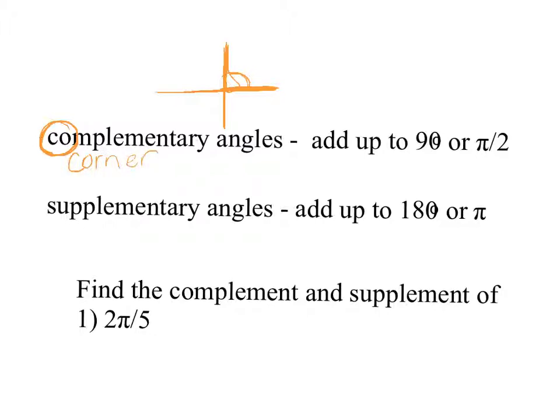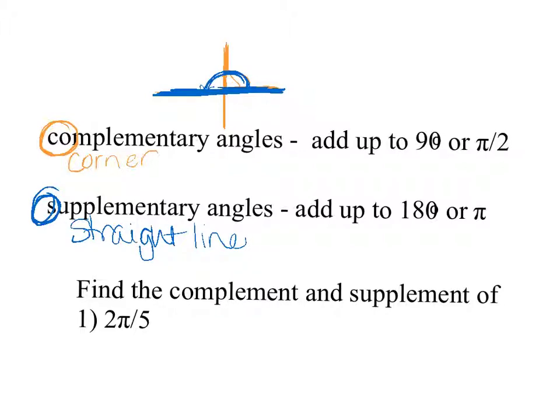Supplementary angles add up to 180 or pi. Remember, they're at the same spot. If we're here, it goes all the way to here. When you put the angles together and you get 180, it makes a straight line. Supplementary starts with S, so straight line.